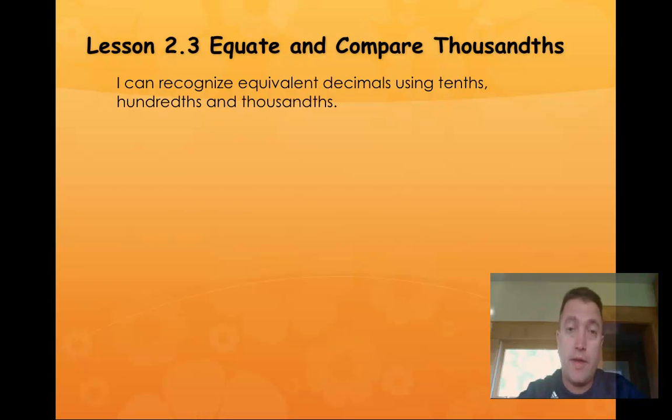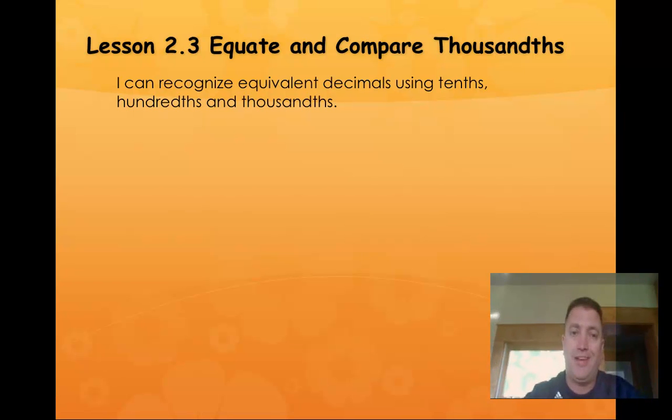It's time for our next math lesson, lesson 2.3, equate and compare to thousandths. So please write down the following I can statement. I can recognize equivalent decimals through using tenths, hundredths, and thousandths. And remember to write that lesson 2.3 at the top of your math notebook page. All right, so let's go ahead and get started.